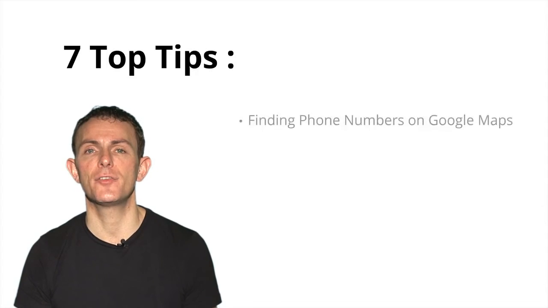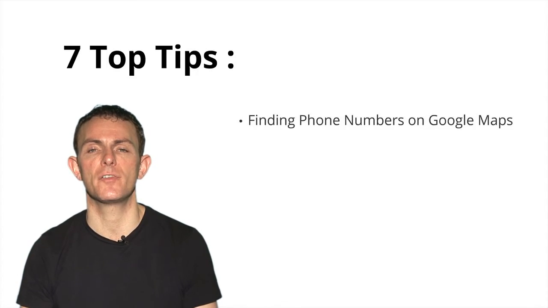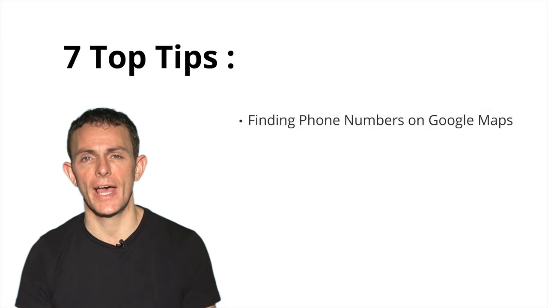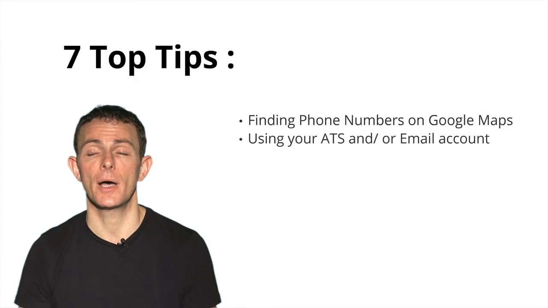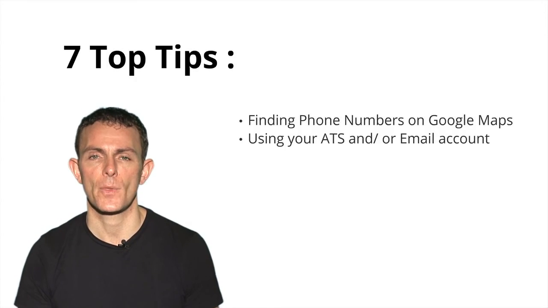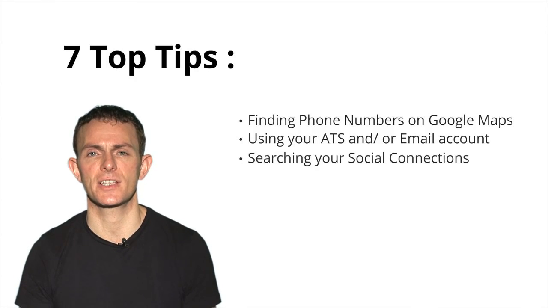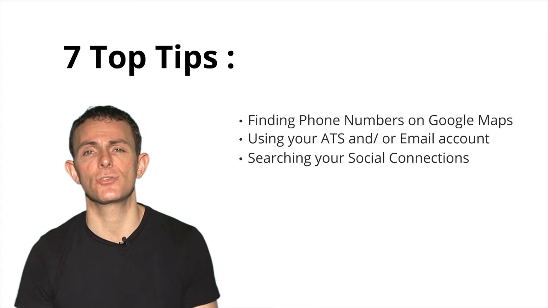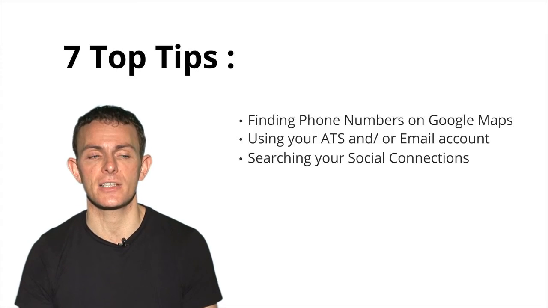So our 7 top tips for finding anyone's contact details begin with how do you find phone numbers, and we're going to show you how you can find phone numbers for companies on Google Maps. We're also going to show you how to use your ATS, or remind you how to use your ATS and your email account to find email patterns. We'll talk about the email addresses and contact details in your current social connections, and we're going to recommend a tool that you can use to leverage that really easily.